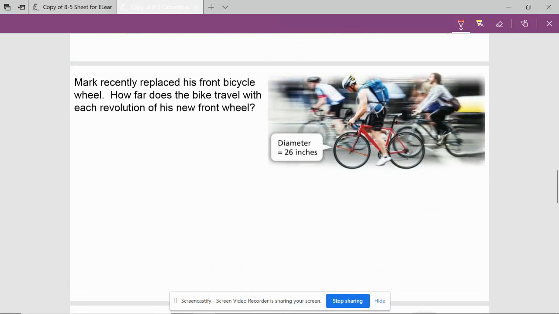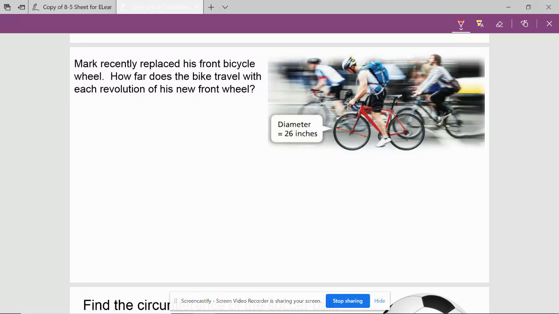As we look at this first problem, it says Mark recently replaced his front bicycle wheel. How far does the bike travel with each revolution of his new front wheel? It's going to go as far as the circumference of the wheel. So that's what we want to know: what the circumference of this wheel is.